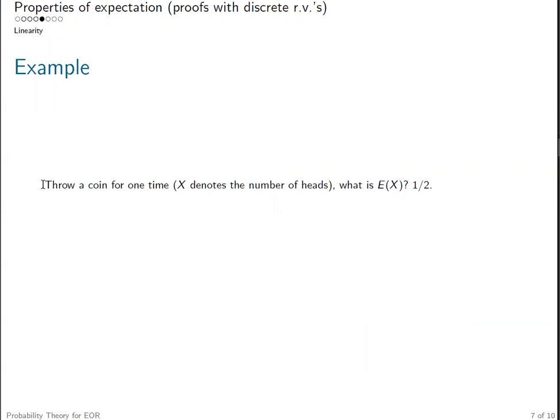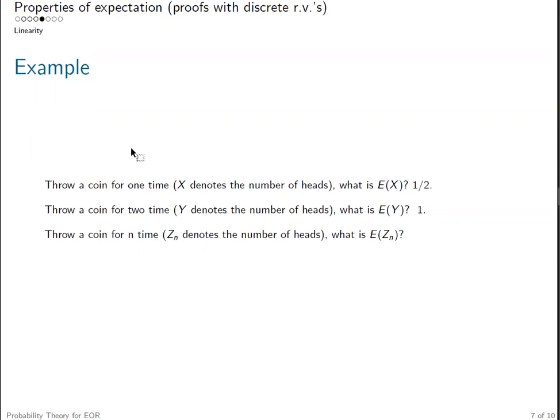It's half. Now, what is the case if we throw 2 times? What is the expectation of y if y denotes the number of heads when we throw a fair coin 2 times? That's gonna be 1, which is 2 times half, right? And what happens if we throw a fair coin for n times? Let's say n denotes the number of heads. What is the expected value of that n?